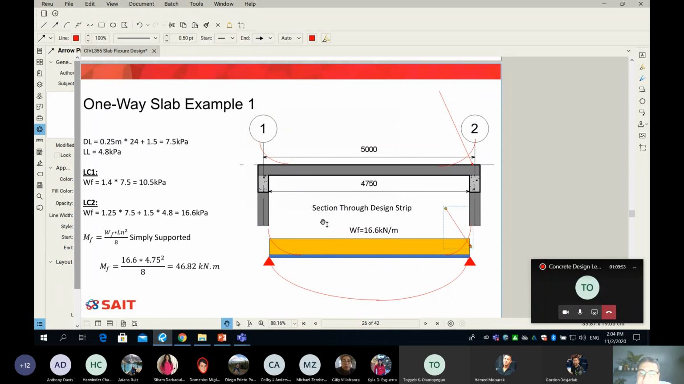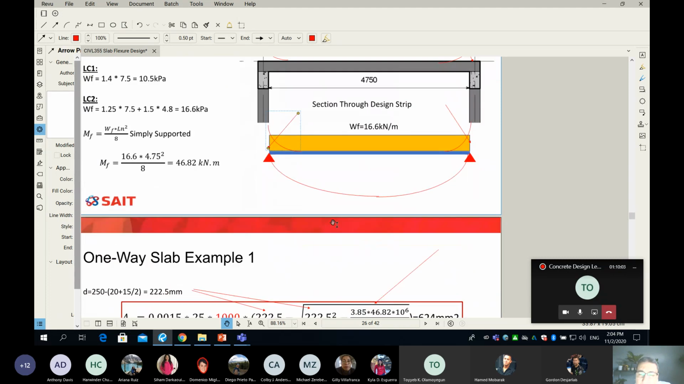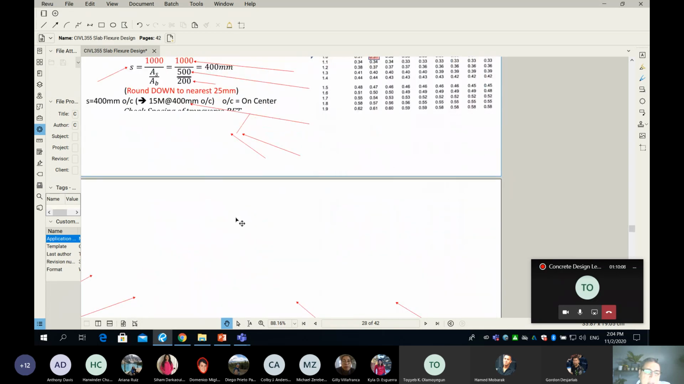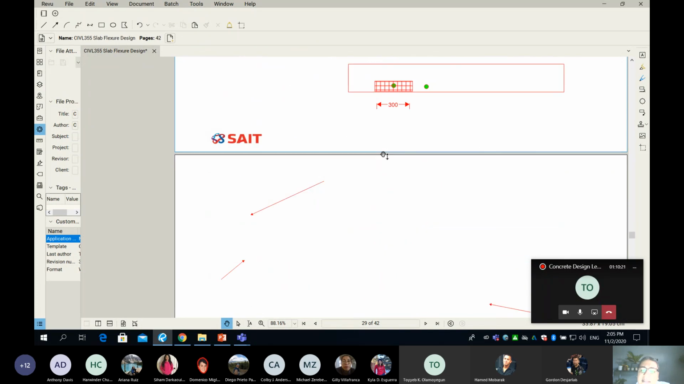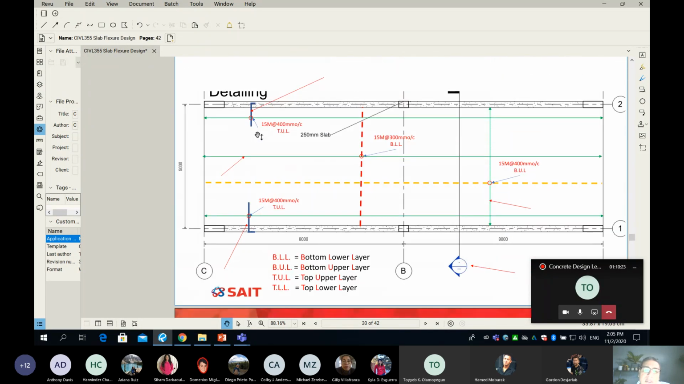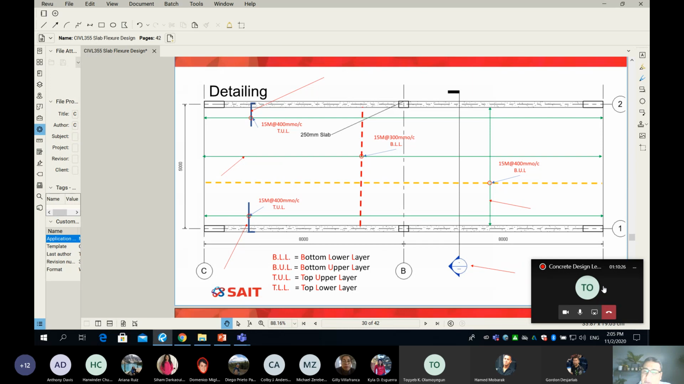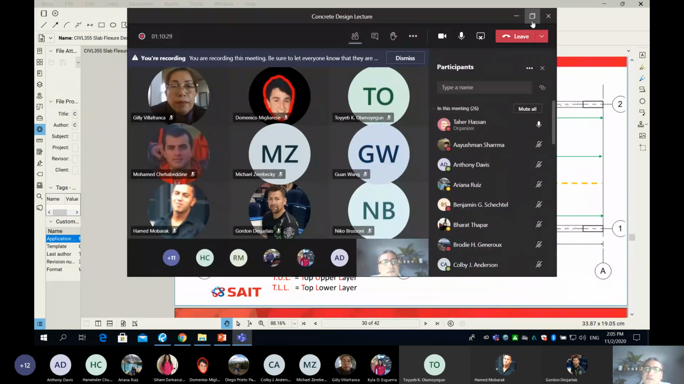This value here and this value here is a very small value, and it needs a minimum reinforcement all the time. And that's why I didn't even have to estimate it, because I know the minimum reinforcement is 15 mm at 400 as per this calculation. You can see here is how I estimate the minimum. The minimum is 500. And if you turn this into 15 mm and spacing, it will be 15 mm at 400. And that's why I added here those L bars at 15 mm at 400. Did I answer the question? Yes.